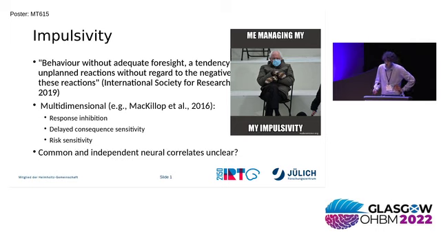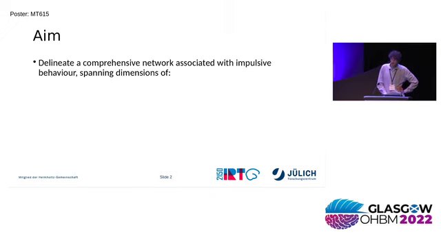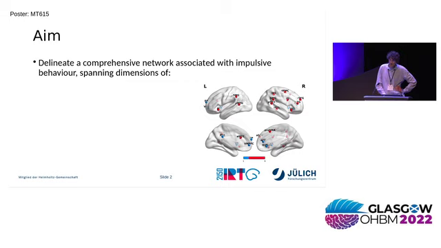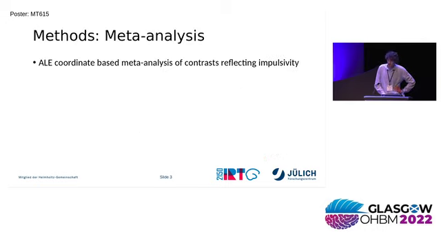To this date, neuroimaging studies have not really tackled this dimensional nature of impulsivity, making the investigation of common and independent neurocorrelates difficult. So what we aimed to do here was to delineate a comprehensive network that's associated with impulsive behavior, spanning two of these dimensions, that being delay consequence sensitivity and response inhibition. We then also sought to characterize this network's organization and its chemical properties, but about that in a minute.